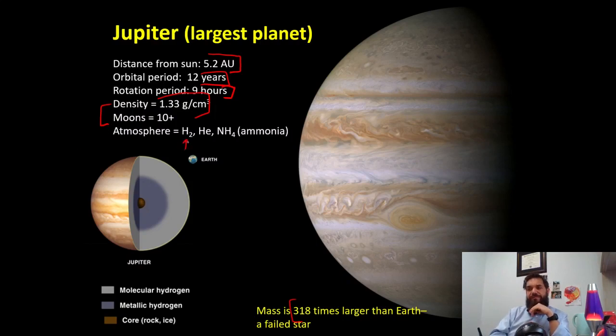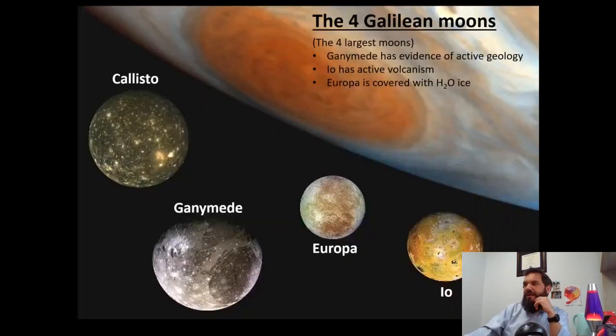Atmosphere is, of course, kind of a question of where its atmosphere begins, right? Because the first top layer is mostly molecular hydrogen. So you can almost think of that top layer above the metallic hydrogen as being atmosphere. So it has a heavy atmosphere of hydrogen, helium, ammonia, etc. It has 4 big moons. These are called the Galilean moons. You can actually see these with a not very good telescope. If you point it at Jupiter, you can usually see these 4 big moons.